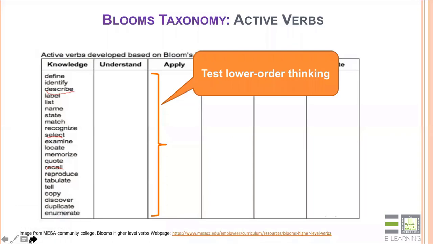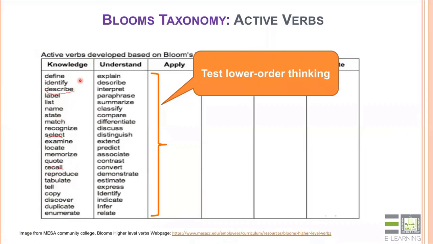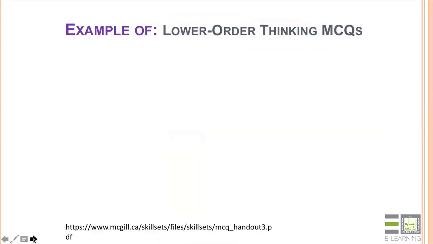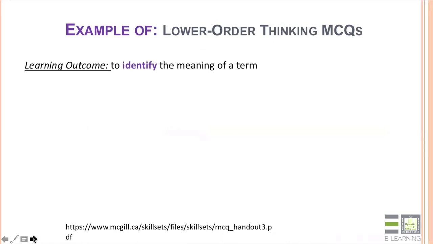So you'll be able to identify that, okay, this learning objective only requires my student to apply lower order thinking. Likewise, if we look at understanding, some of the key verbs that you'll see within the learning objectives are explain, discuss, identify. And from that, you can structure or design your stem question. I've got an example here where this learning objective requires students to be able to identify the meaning of a term.